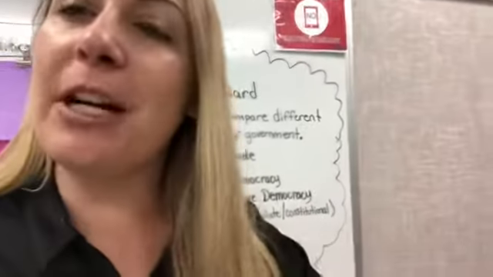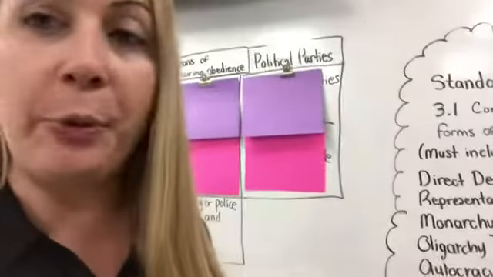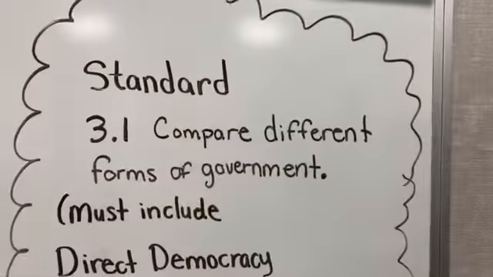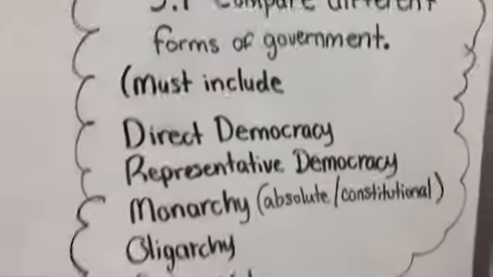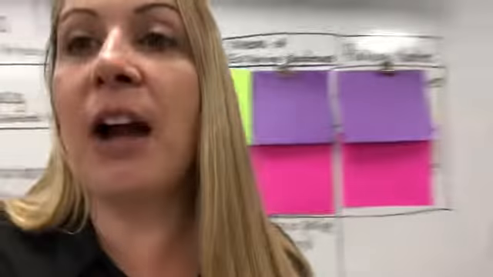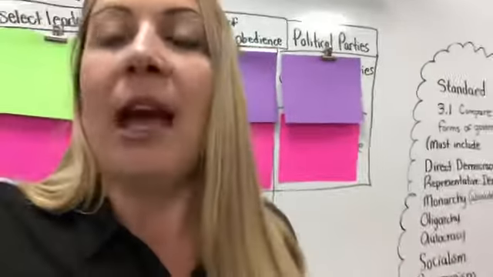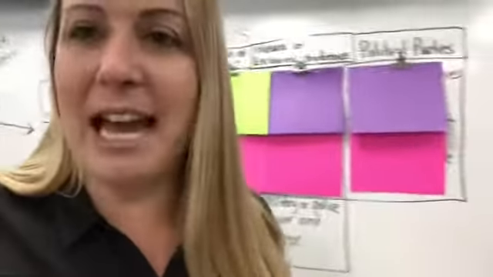So the first standard we're going to be learning about this year is 3.1. I'm just going to read it with you really quick and then we'll get into it. 3.1 says students will compare different forms of government. And these different forms of government that must be included are listed here. We're going to go through and break down each of those forms of government in different videos. I don't want to put them all in one video because that might be a lot of information, so we'll break them down into different parts.